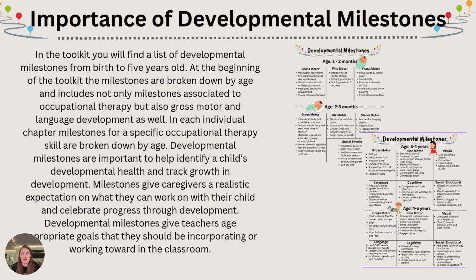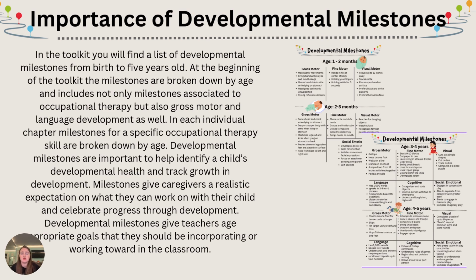While all the information in this presentation is in the toolkit that we will provide at the end, I want to walk through all the information with you. So the first section is on developmental milestones for ages birth to 5 years old. At the beginning of the toolkit, the milestones are broken down by age and include not only milestones associated with occupational therapy, such as fine motor skills, visual motor skills, social emotional skills, cognition, but also gross motor and language development, which are worked on in physical therapy and speech therapy.